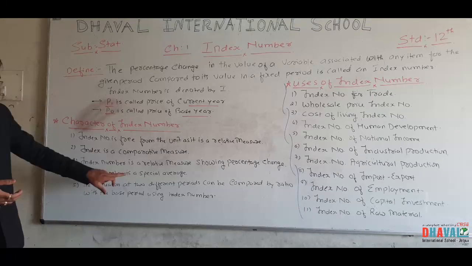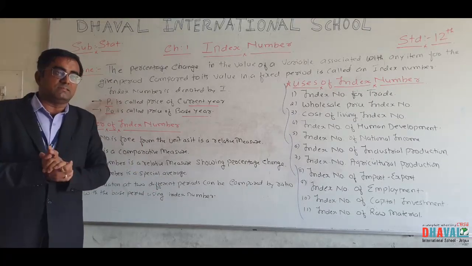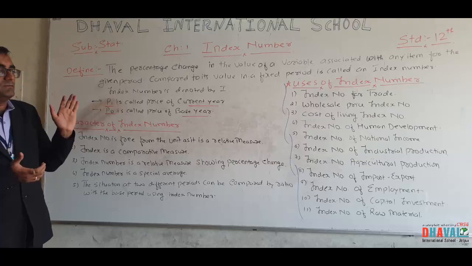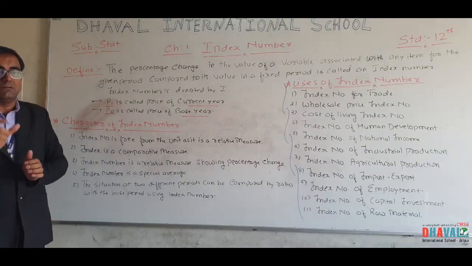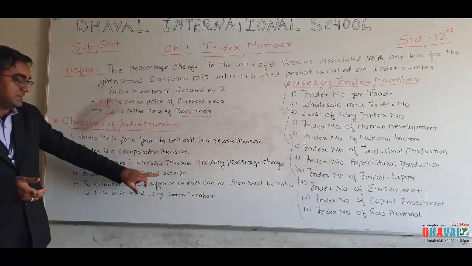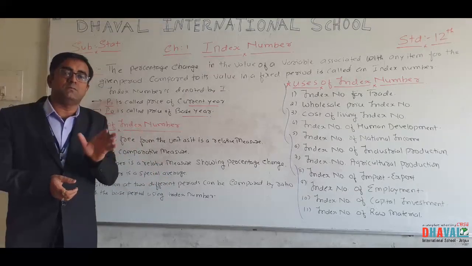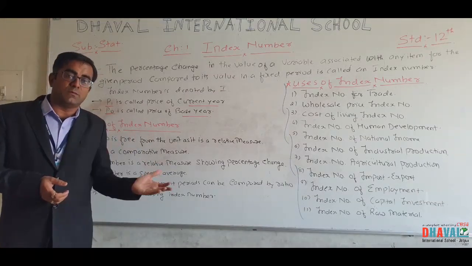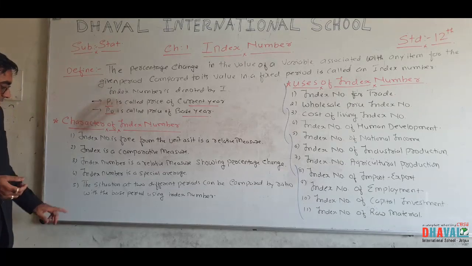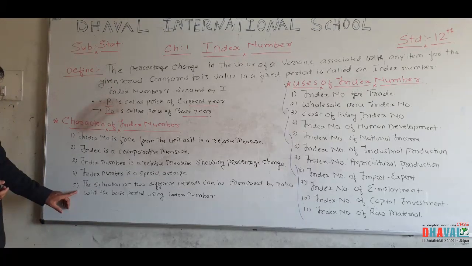Fourth, index number is a special average. It means when you take the base year as two or three years, we take the average of those years. It's called a special average. You know mean, median, mode. Mean is also one type of average. Now next, the fifth and last point.